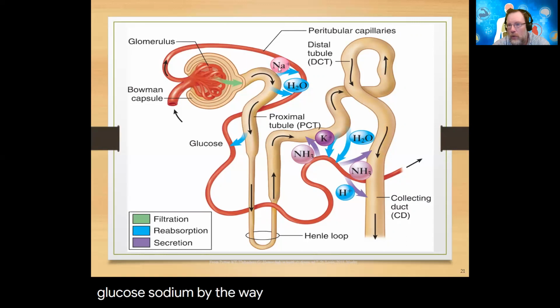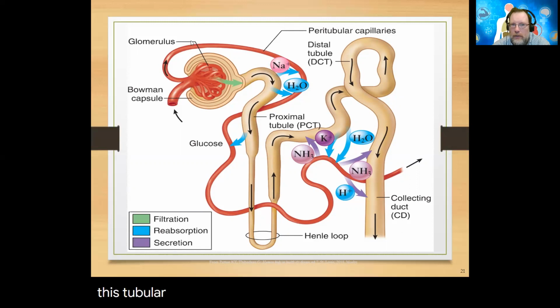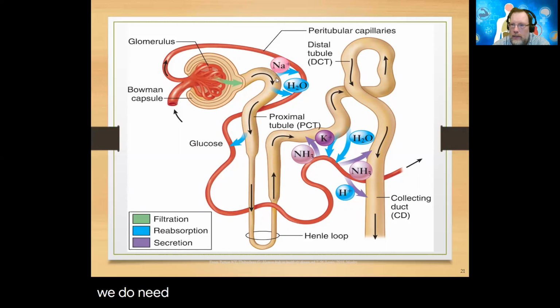Sodium, by the way, is going to require a pump. So there are a lot of sodium potassium pumps located in this tubular network, because as much sodium as there might be in this tubular system, there's still typically a higher concentration of sodium in the blood. So we do need ATP and sodium potassium pumps to get sodium out of these areas and into the bloodstream. So anyway, glucose is another reabsorption item. Notice still no secretion yet. So we're going to go down that loop.